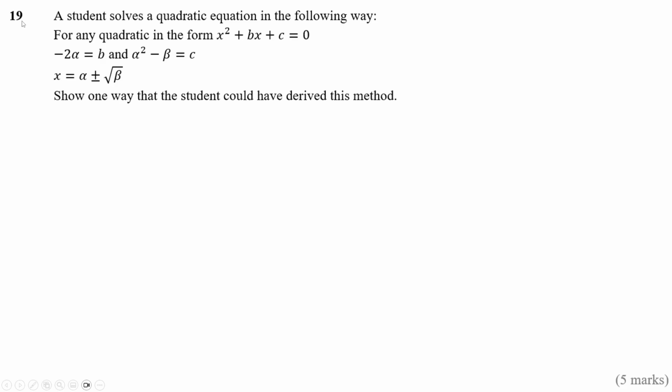Next question, question 19. A student solves a quadratic equation in the following way. It's in the form x squared plus bx plus c. That means a equals 1. He says that minus 2 alpha equals b, and alpha squared minus beta equals c. So we're saying minus 2 alpha equals this here, alpha squared minus beta equals that. And it says that all solutions are in the form alpha plus or minus root beta. Well, how could he have derived this?